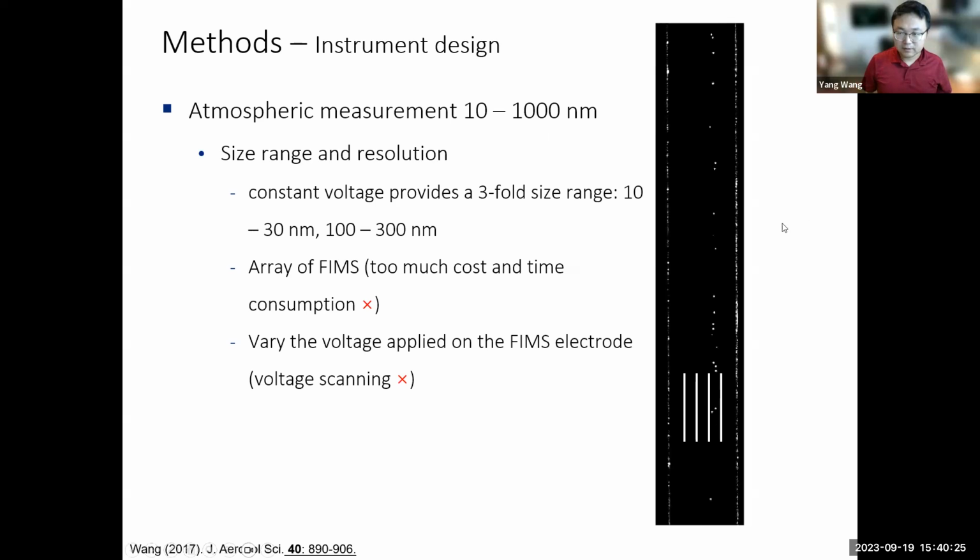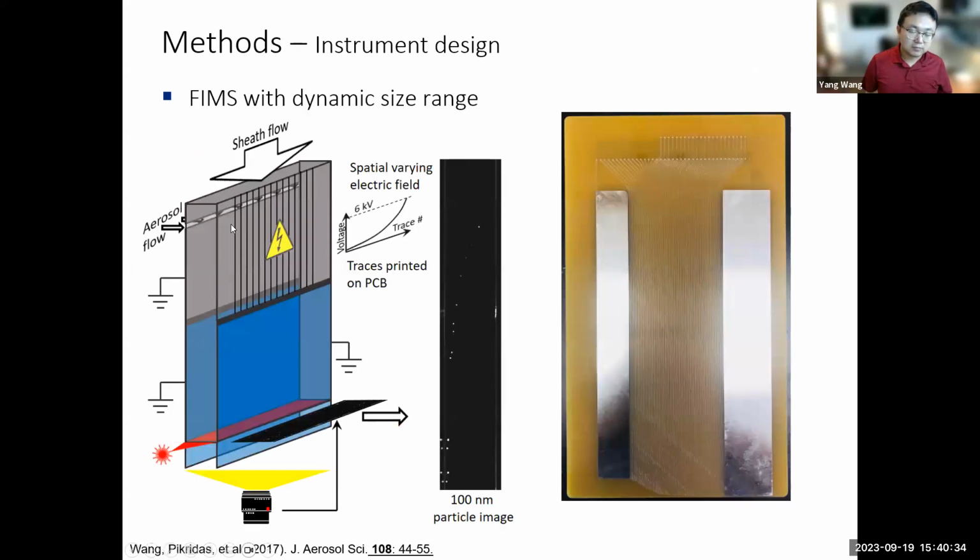So what can we do? Instead of using a constant voltage, what Dr. Jian Wang eventually did was that he replaced this constant voltage plate or electrode by these tiny traces of electrodes, okay? And for each electrode, it carries a different voltage. So for example, here the voltage is 10 volt, and then the voltage increases exponentially as you go to the next electrode, all the way to the end at 6 kilovolts.